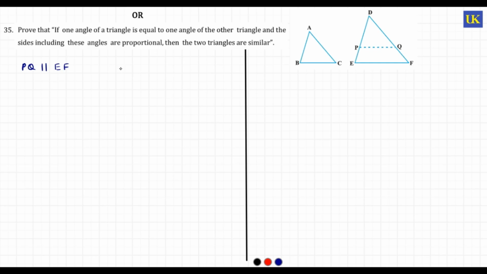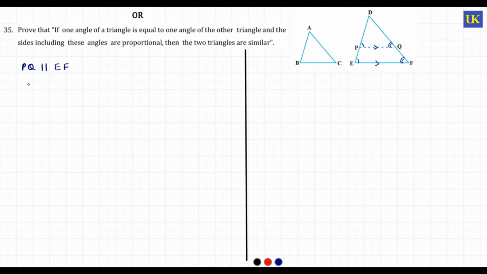Now we'll continue on this page. So on the earlier page, we proved that PQ is parallel to EF. If these two lines are parallel, then PE and QF both are acting like transversals. So we can say that this angle is equal to this angle and this angle is equal to this angle by the concept of corresponding angles.